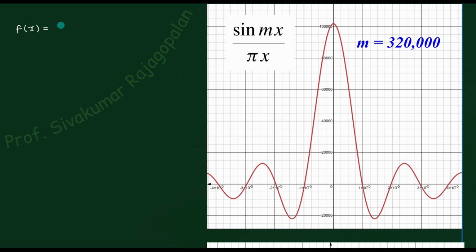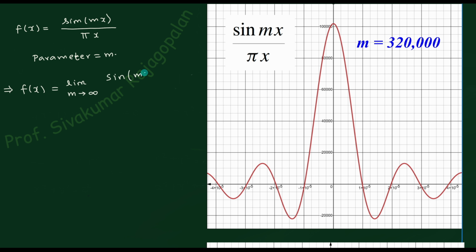So let us consider, or let us give the name f of x, and we'll say that this is sine of mx divided by pi x. And then we have a parameter, let us call this m, being the parameter. The purpose being that you'll have to vary the structure. So our interest is: when m is taking a larger value, what happens to this particular function?